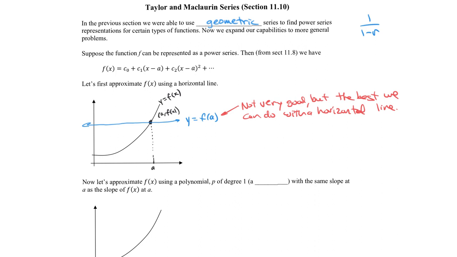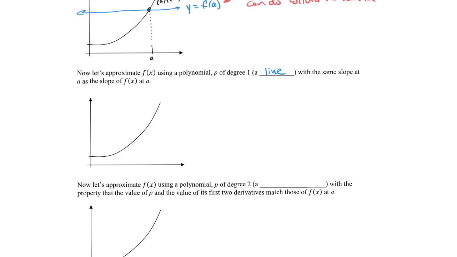So let's approximate f of x using a polynomial p of degree 1. If it's degree 1, of course it's going to be a line, right? Degree 1, so x will be raised to the first power, the first degree, with the same slope at a as the slope of the function at a. All right, so I draw a similar point a here. So here we are at point a. We still got this point a, f of a.